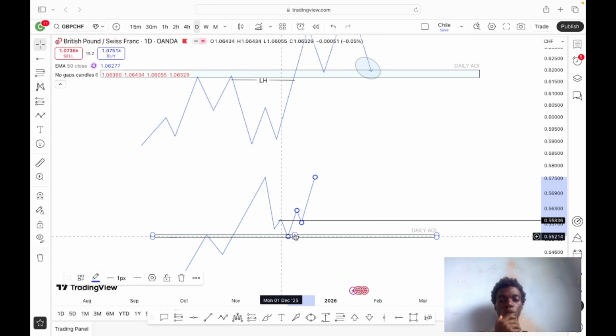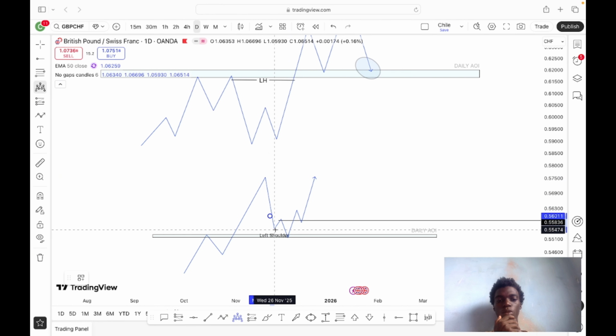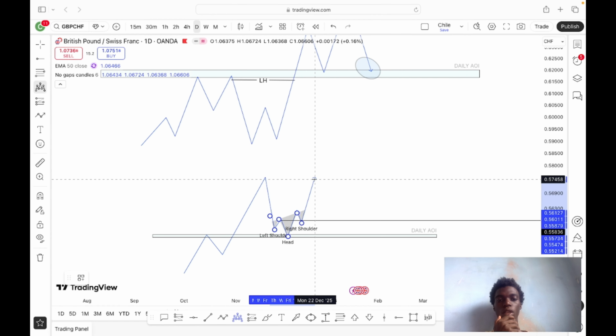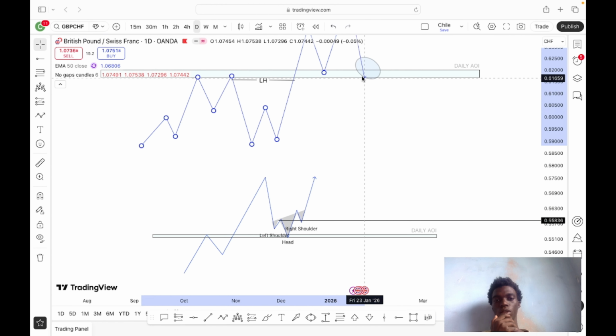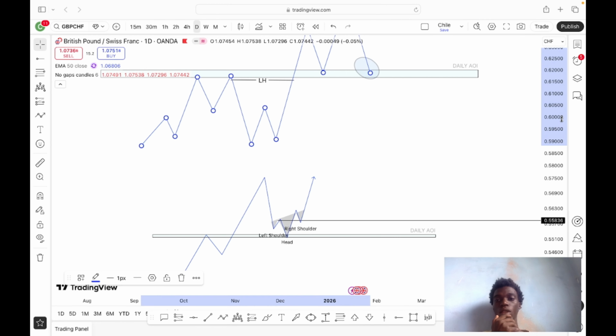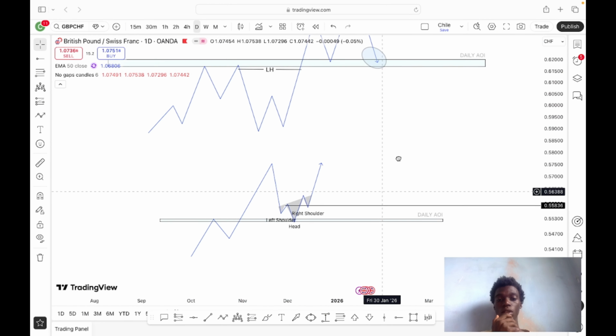So here we'll be looking for any rejection candlestick pattern, for example, an inverted head and shoulders. So this is also an example of an inverted head and shoulders. It may not look clean, but we're looking for anything that confirms that price is rejecting our area of interest. It won't keep going down. It will shift structure.